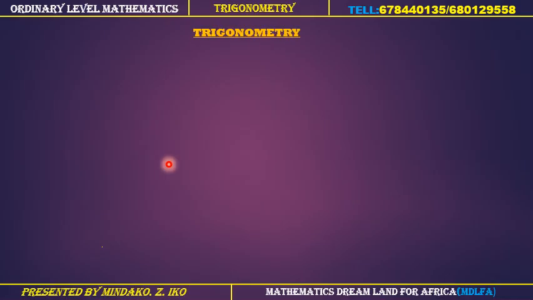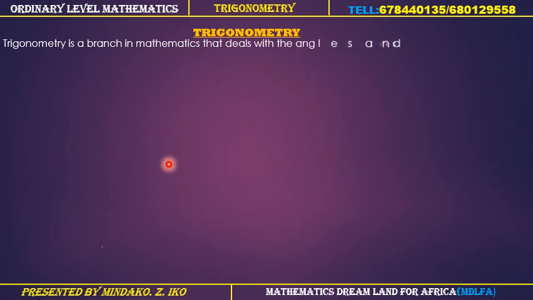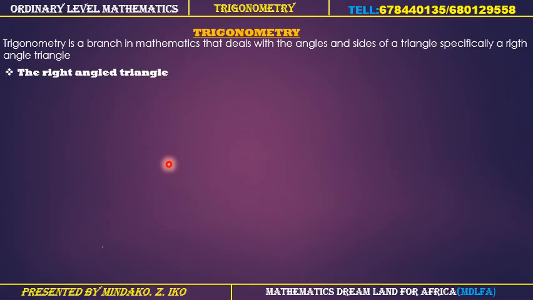So what is actually trigonometry? Trigonometry is a branch in mathematics that deals with the angles and sides of a triangle, specifically a right angle triangle. It means that in trigonometry we actually focus on the right angle triangle.